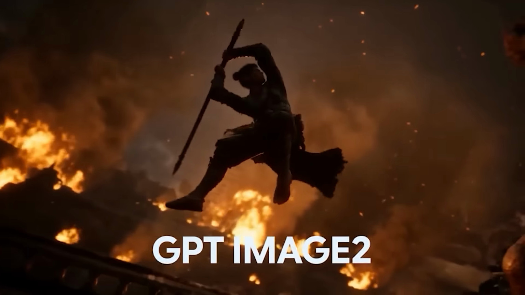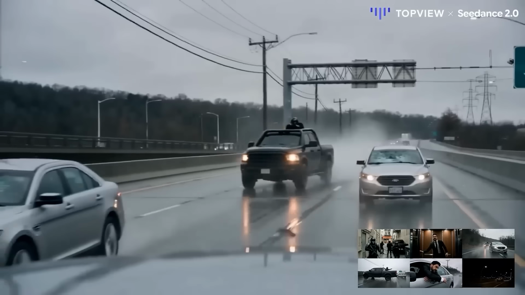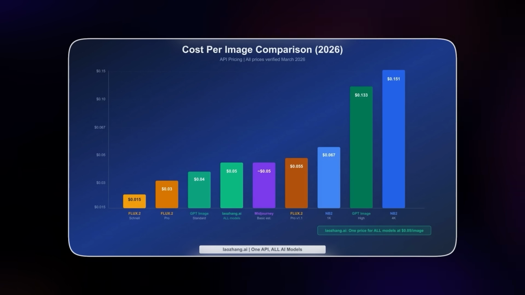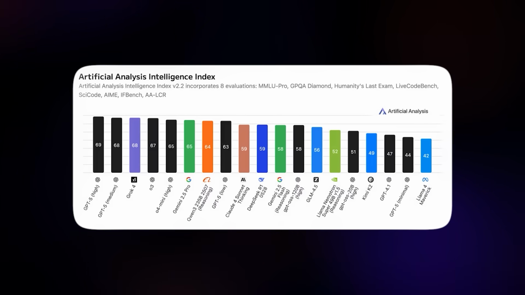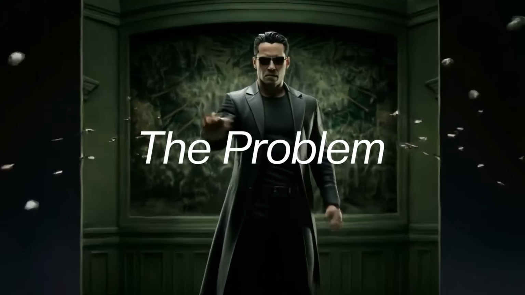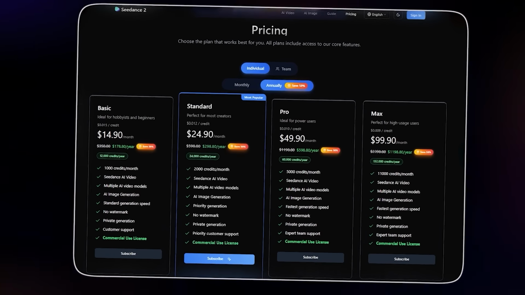Let me be real with you for a second. GPT Image 2.0 and Seedance 2.0 just hit the market, and they are absolutely shattering every benchmark we've ever seen for AI-generated imagery and video. The quality? Unreal. The problem? The token costs are brutal.